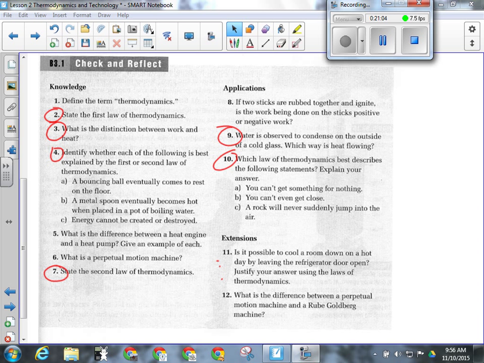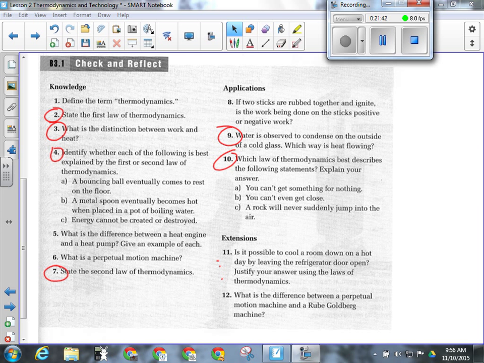All right, and which law of thermodynamics best describes the following statements? You can't get something for nothing. First law, yeah, energy can't be created, it can't be destroyed. You can't even get close to getting something for nothing. Second law, yeah, that's perpetual motion machines being forbidden right there. And a rock will never suddenly jump into the air. First law of thermodynamics, yeah, a rock is not suddenly going to jump into the air because energy can't be created, unless the rock grew legs, which would be interesting.